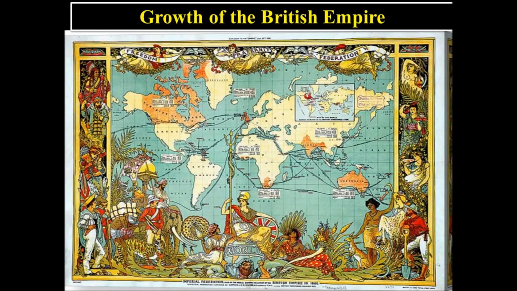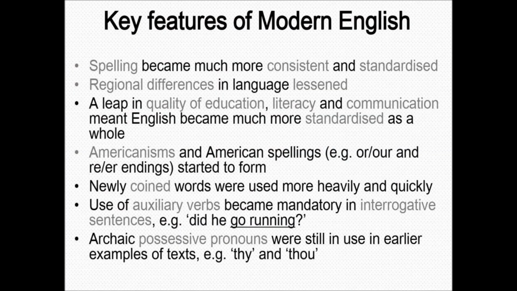Let us discuss some of the key features of the modern English period. Spelling became much more consistent and standardized. Regional differences in language lessened to a great extent. A leap in the quality of education, literacy and communication meant English became much more standardized as a whole.